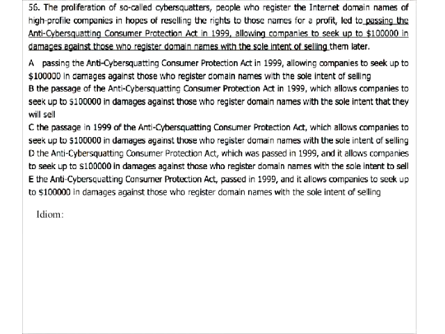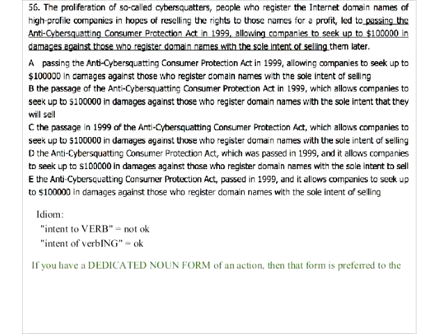So, "intent to verb" is not okay, and "intent of verbing" is okay. Finally, the whole idea of passage versus passing. If you have a dedicated noun form of an action, then that form is preferred to the -ing form if you have a choice.